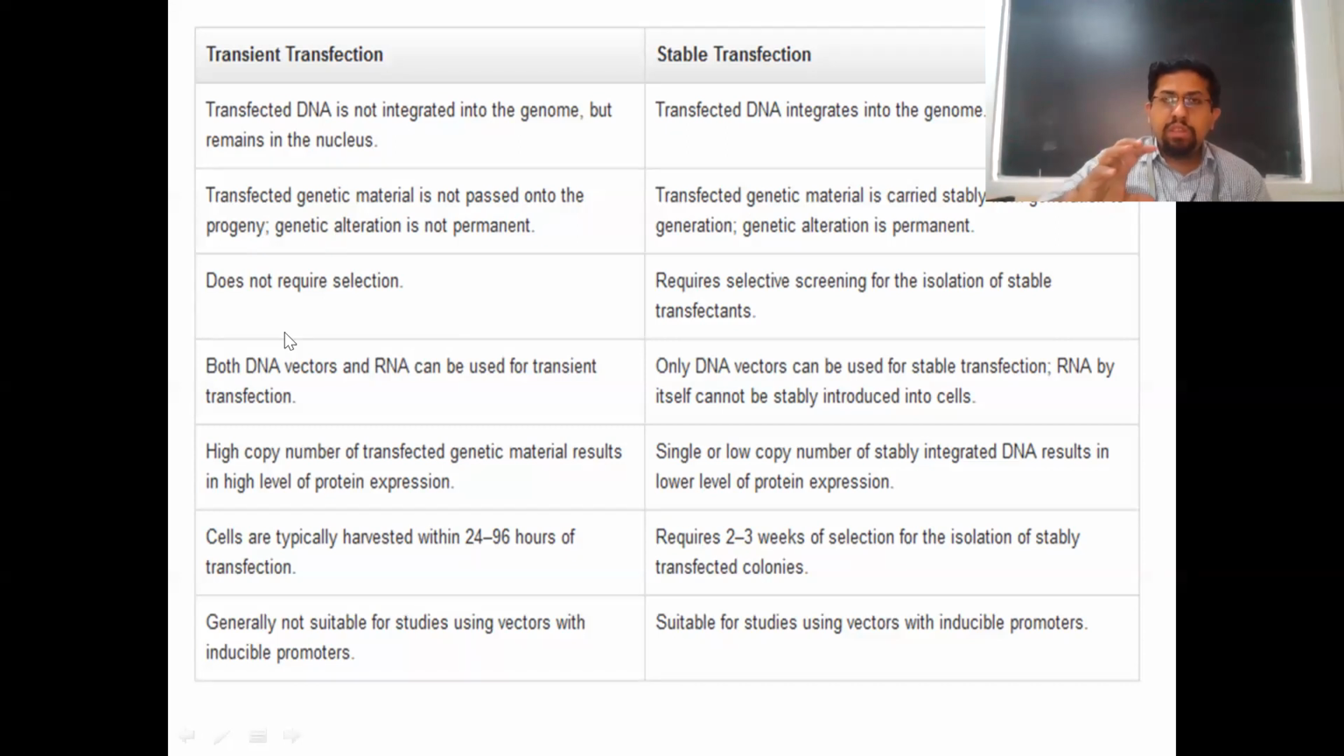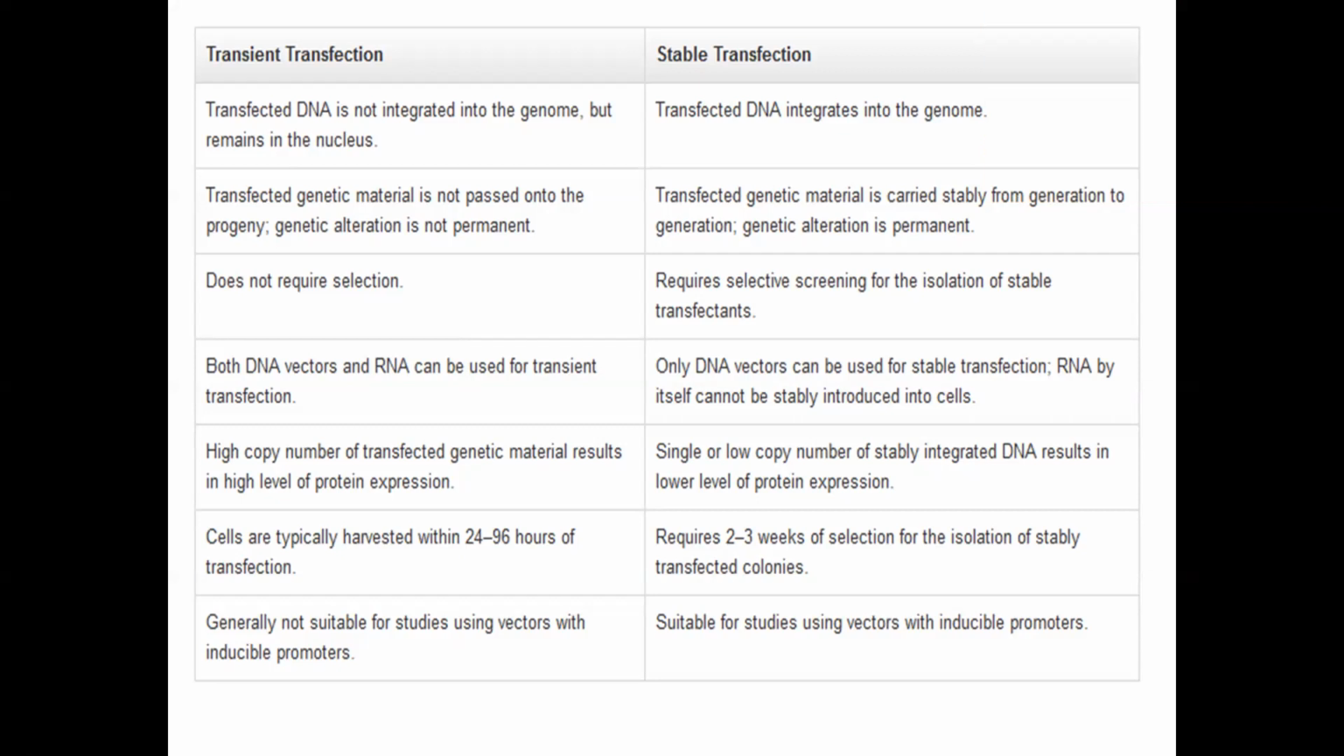Whereas in stable transfection, once you create a transgenic organism, if it reproduces, or if it is a cell line, however many times it divides, even in the first and the second generation of cells you will be able to find your gene of interest. If it is an organism, even in the F1 and F2 generations you are going to find your gene of interest. Transient transfection does not require any specific selection, whereas stable transfection requires specific selection for the isolation of stable transfectants.